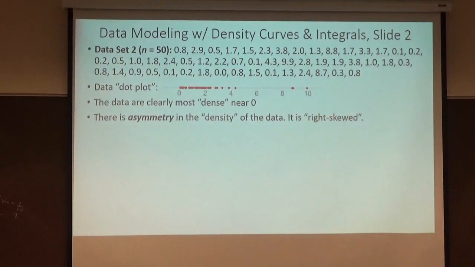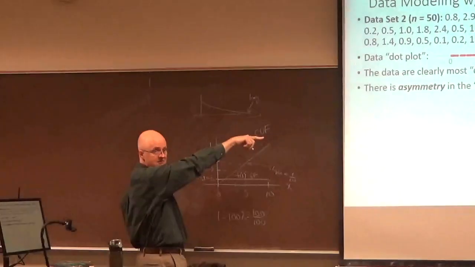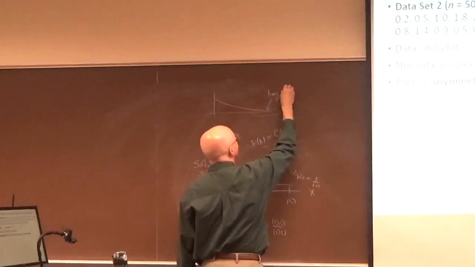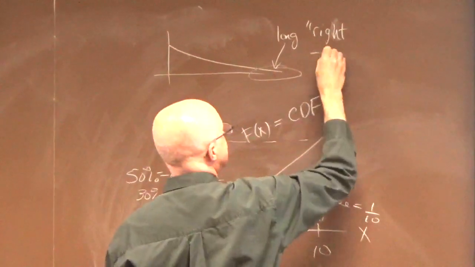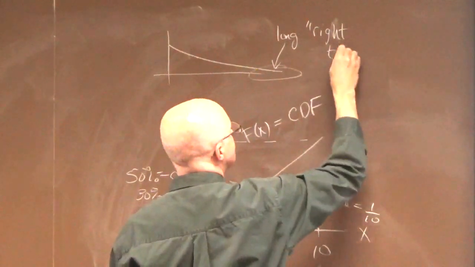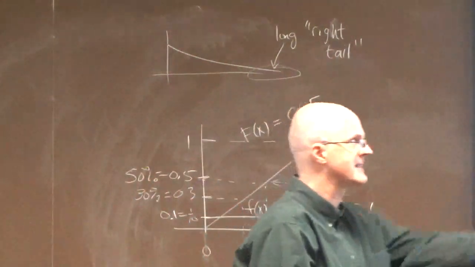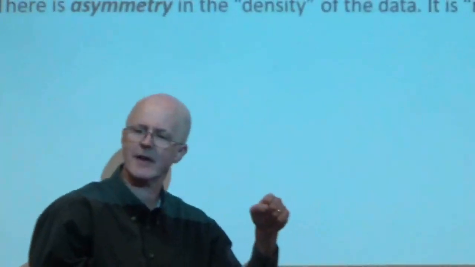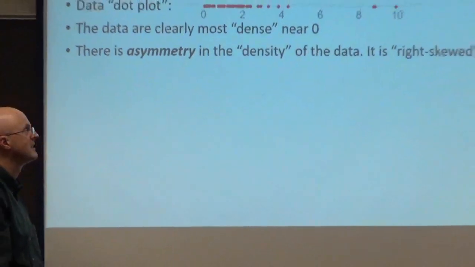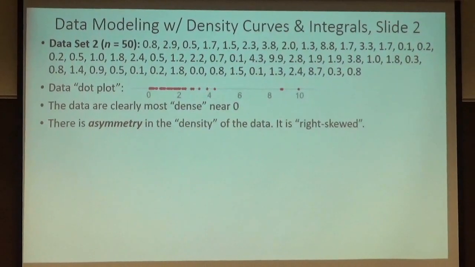The density might look like this. And you've got a long right tail. It's like it's an animal, and that's a tail. And because it's got a long right tail, we say it's skewed right, even though most of the data is on the left. It's easy to get confused by that. There's some high outliers in right-skewed distributions.